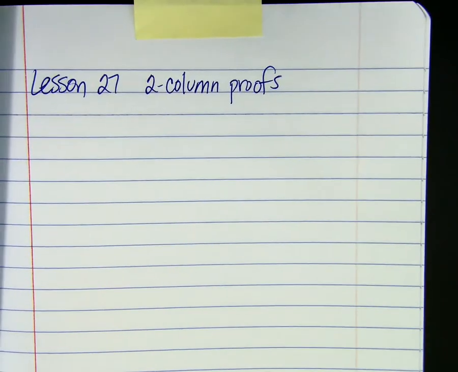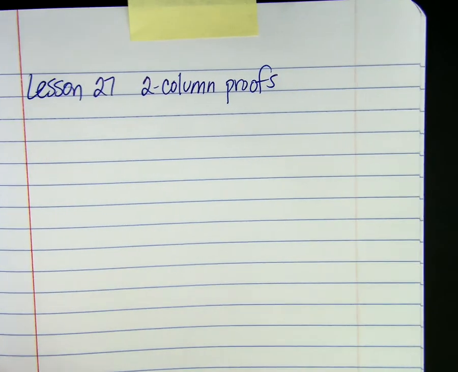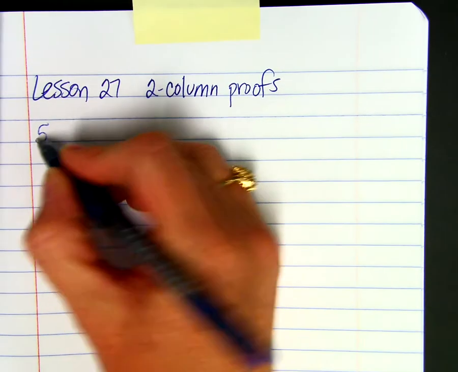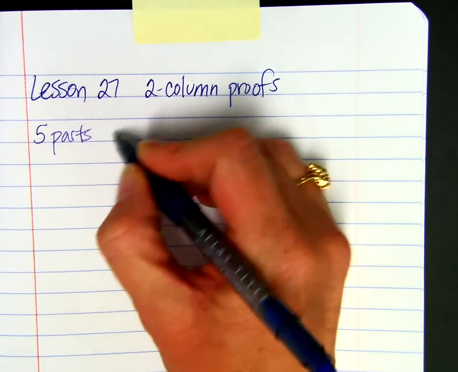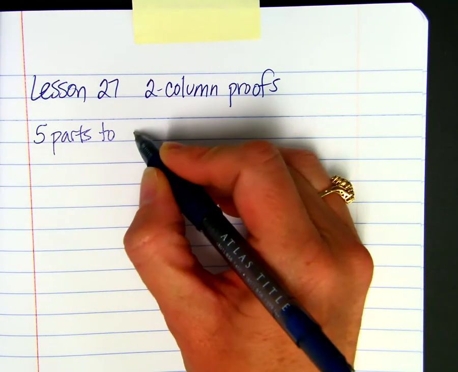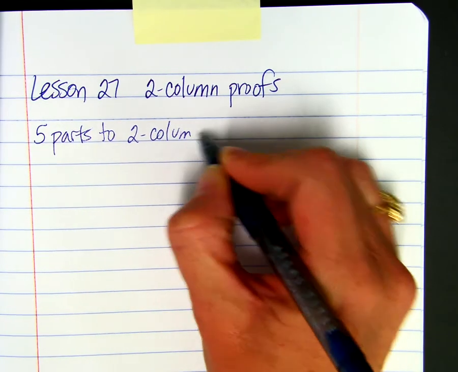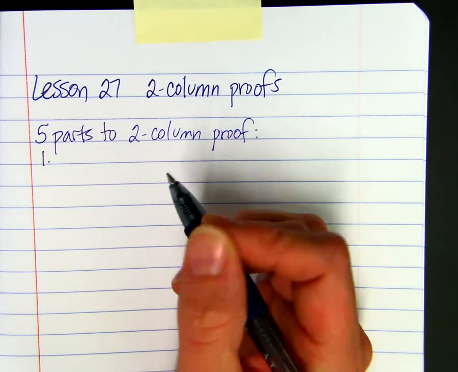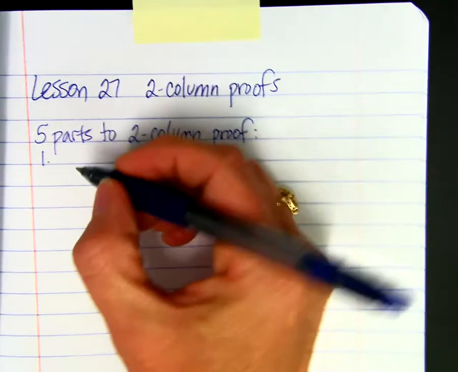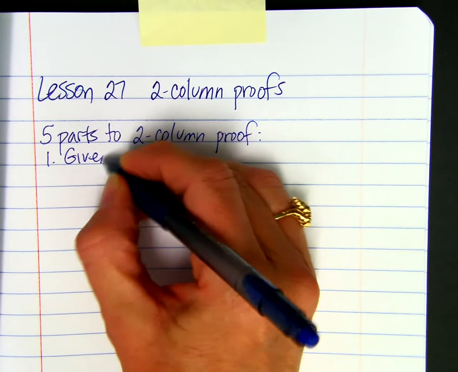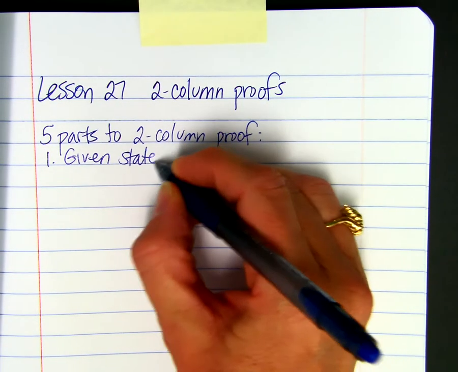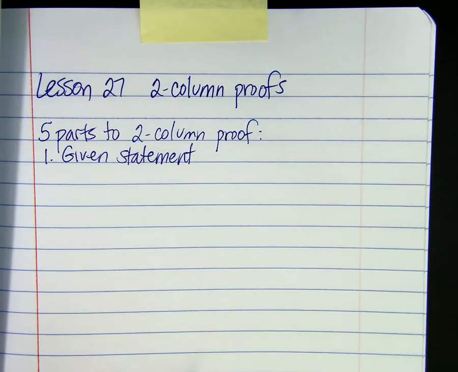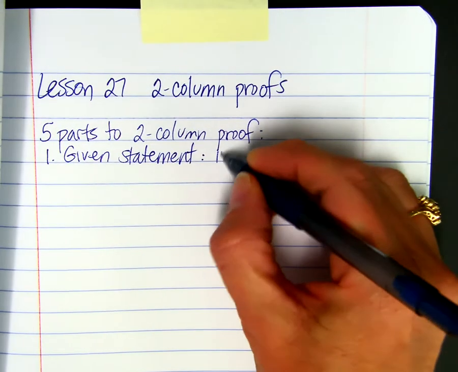So there's 5 parts to a two-column proof, and we're going to list those 5 parts. The first one is that you want to have the given statement. So what information was given, and then you can list that out on the left side, and then the justification would just be given.